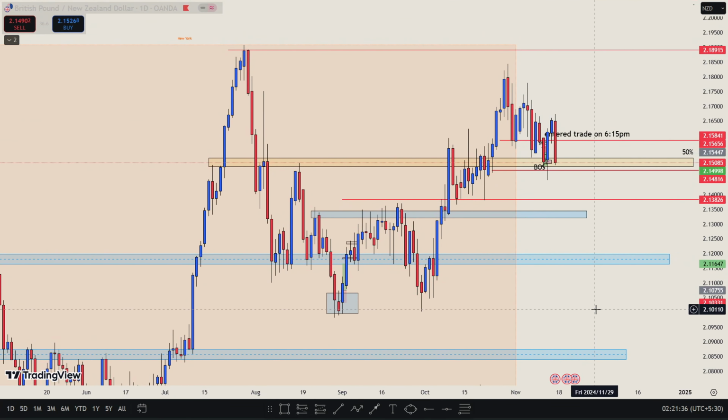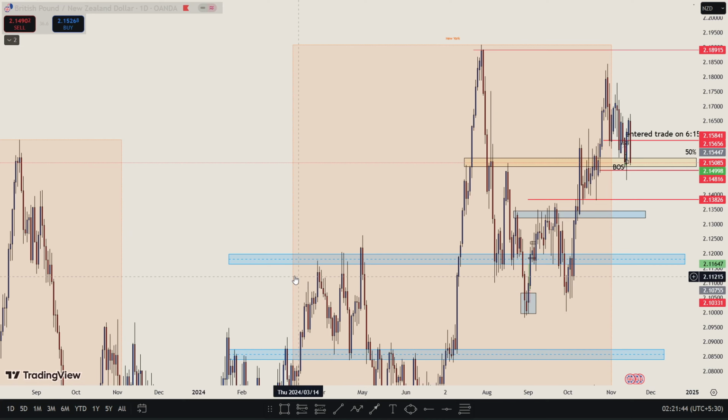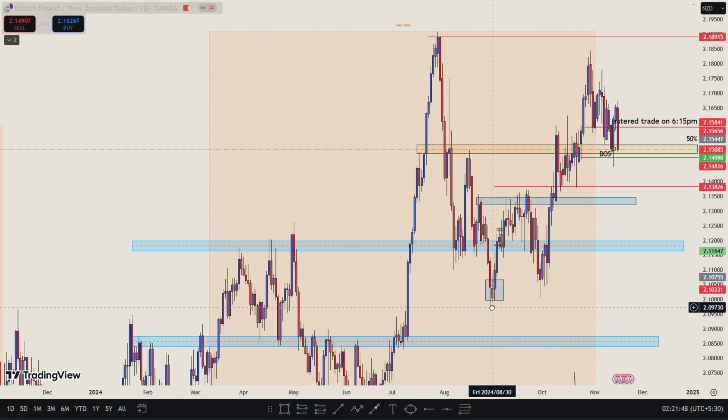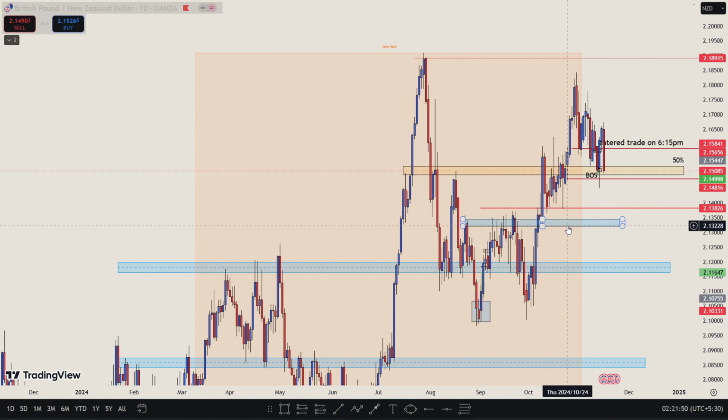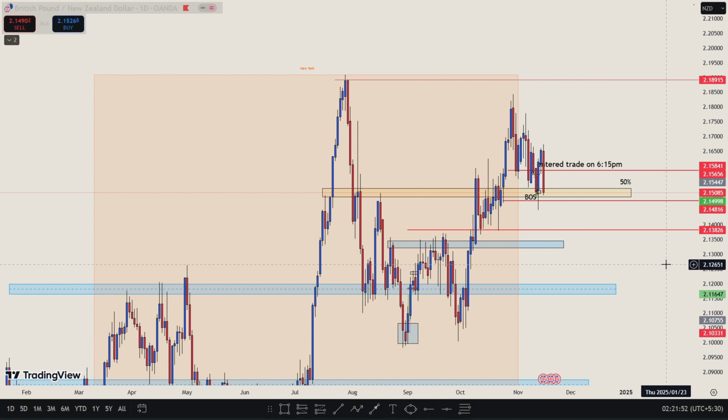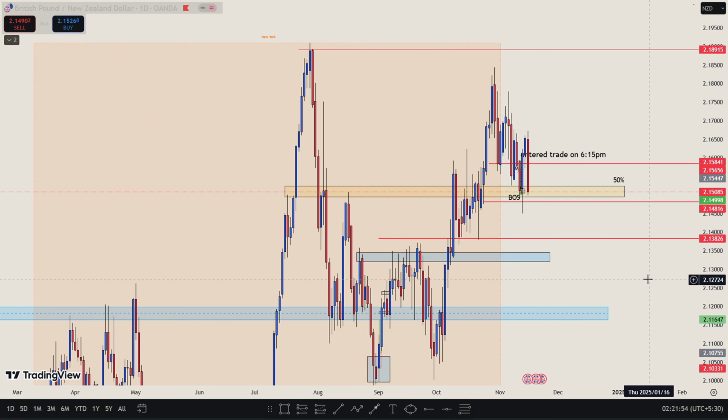So this is the daily time frame on GBP NZD. I had marked my point of interest in the dotted line which you can see, those are from the weekly time frame, and without the middle line those are from the daily time frame.